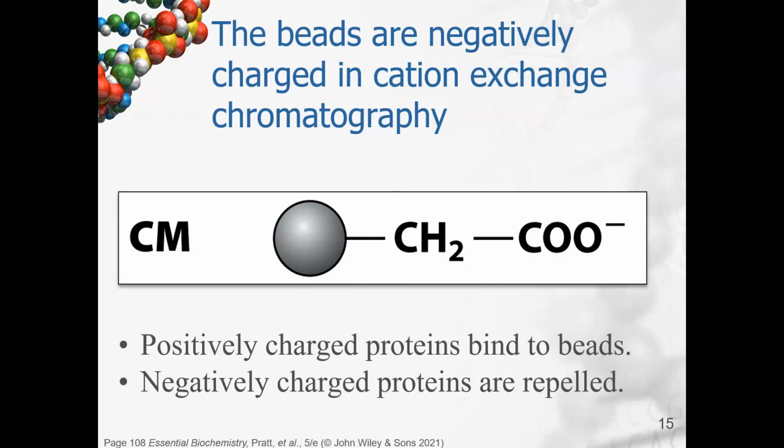In cation exchange chromatography, we use carboxymethyl groups. And these groups are negatively charged. So again, this is named for what binds to the beads, not the beads themselves. So positively charged proteins will bind and negatively charged proteins will be repelled.